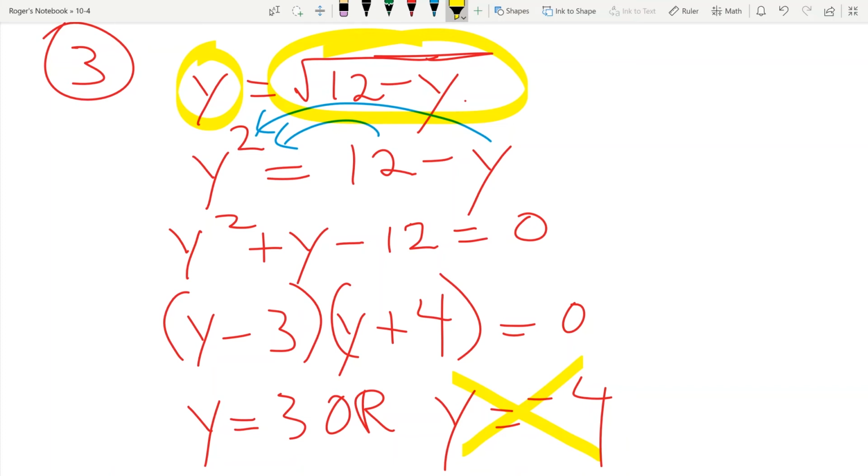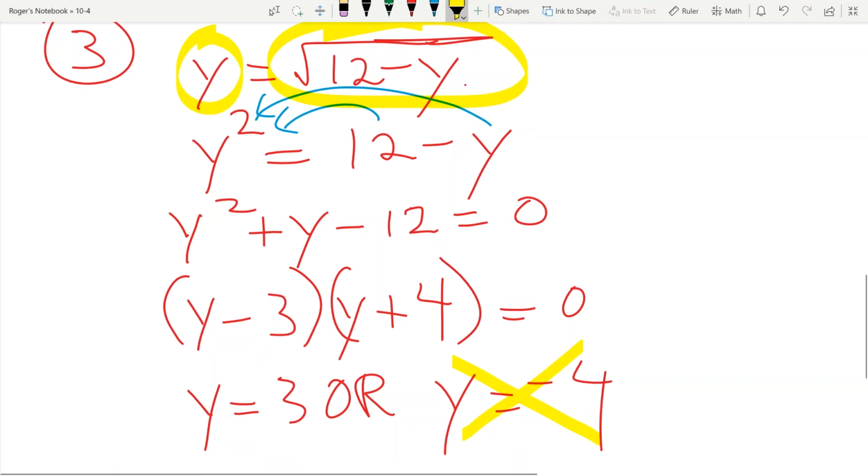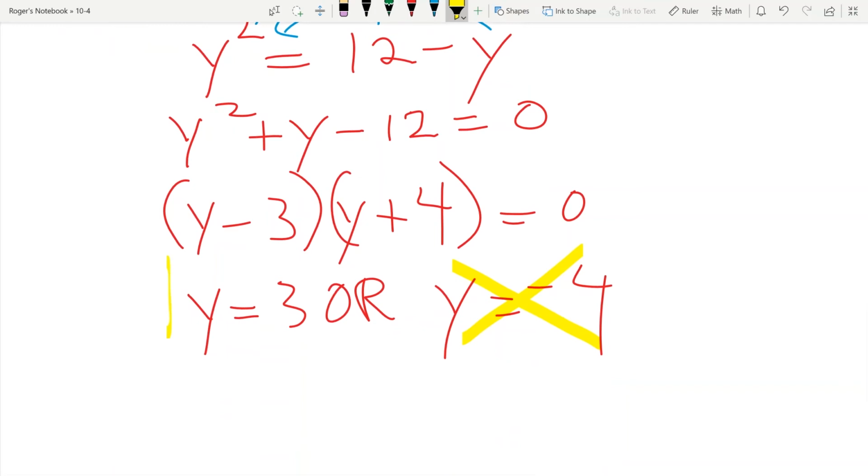Y equals -4 is not an option. Instead, our solution is just y equals 3. So y equals 3 is our solution.